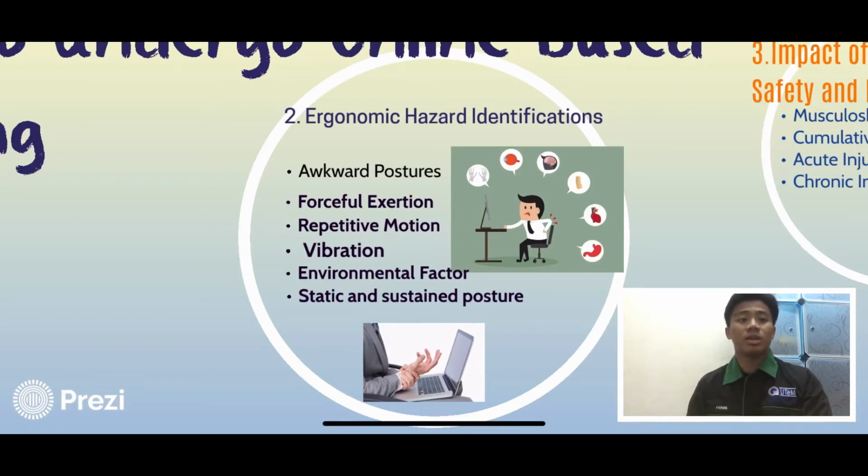Vibration restricts the blood supply to the hands and fingers, depending on the vibration level and duration of exposure. Then is environment factor, which is divided into three. Firstly is temperature, which will affect the body. Then lighting, which will affect the eyes. The last one is noise, which can affect the hearing. Finally is static and sustained posture, which is maintaining the same posture for an extended period, pooling blood and fatiguing muscle.